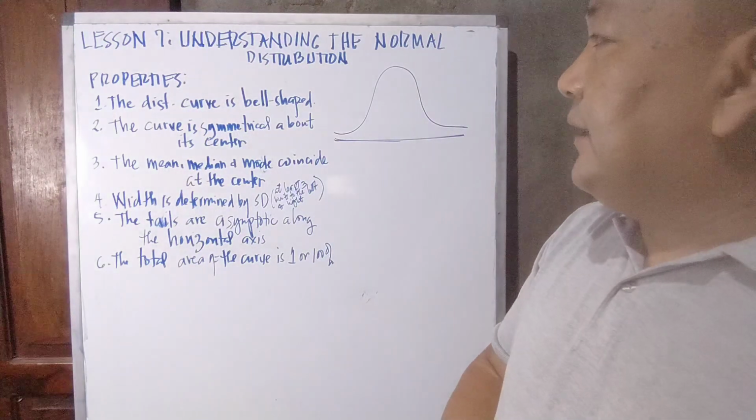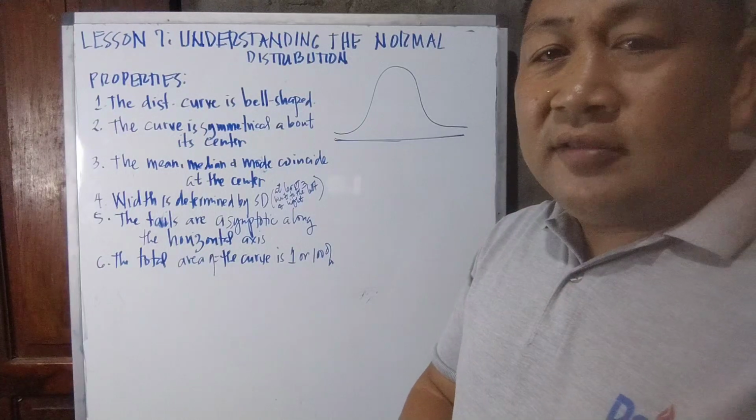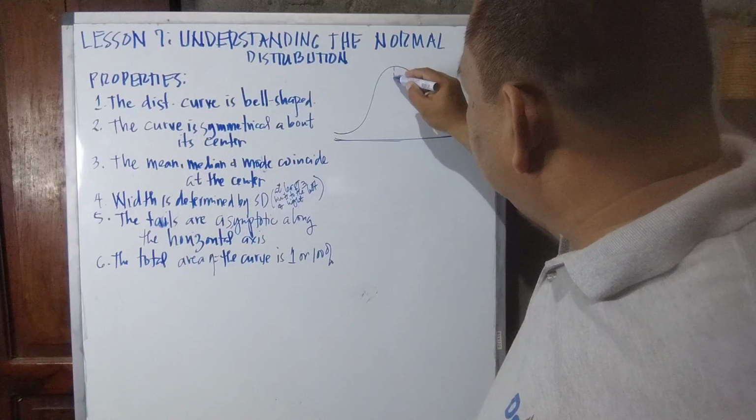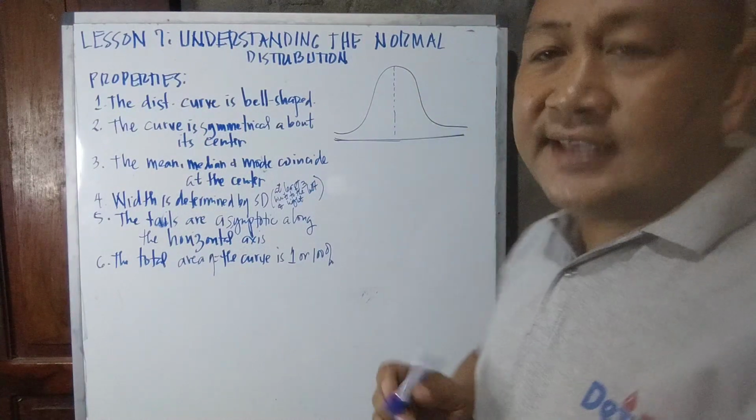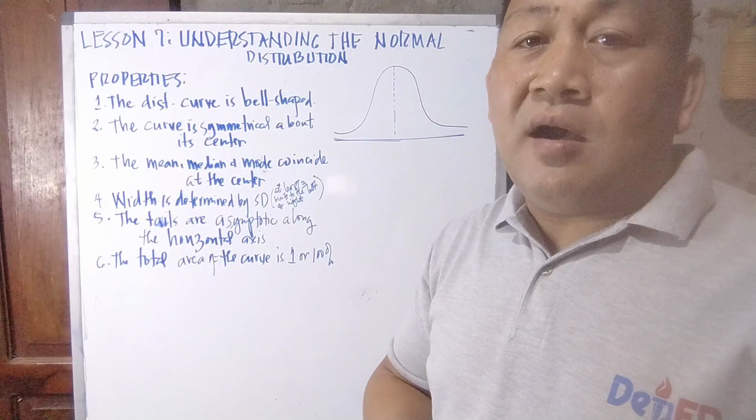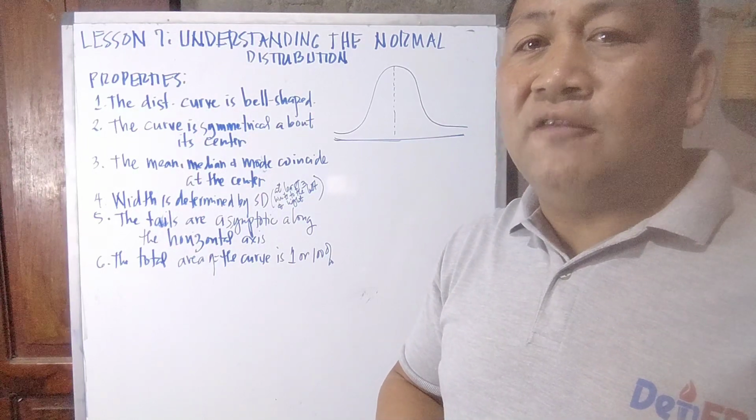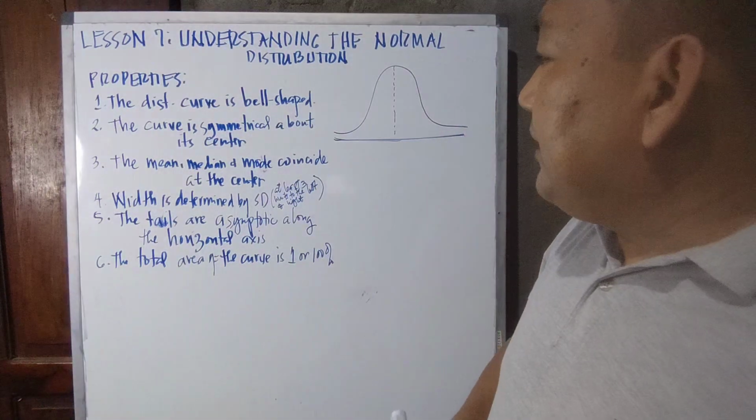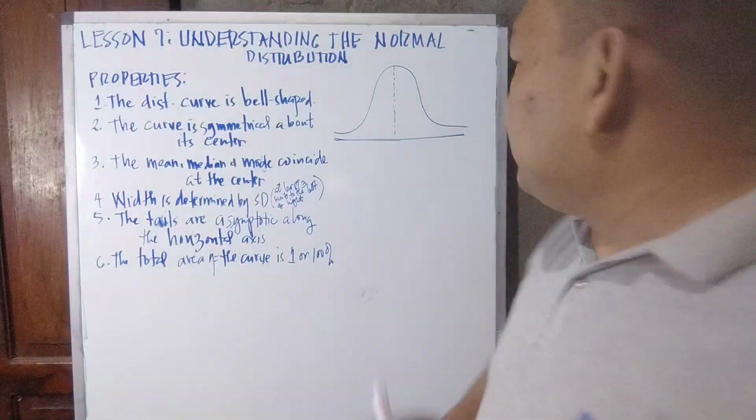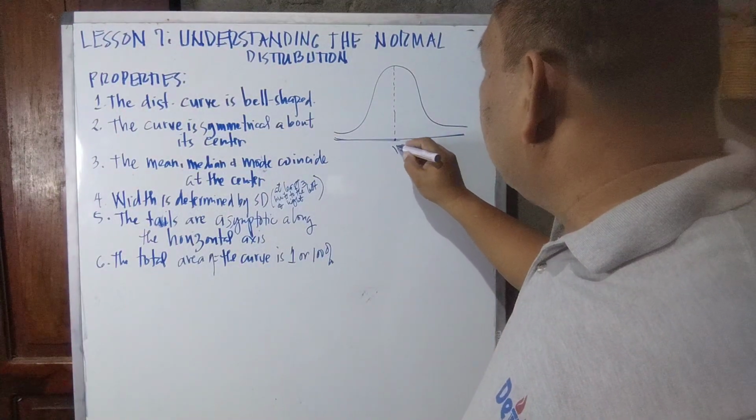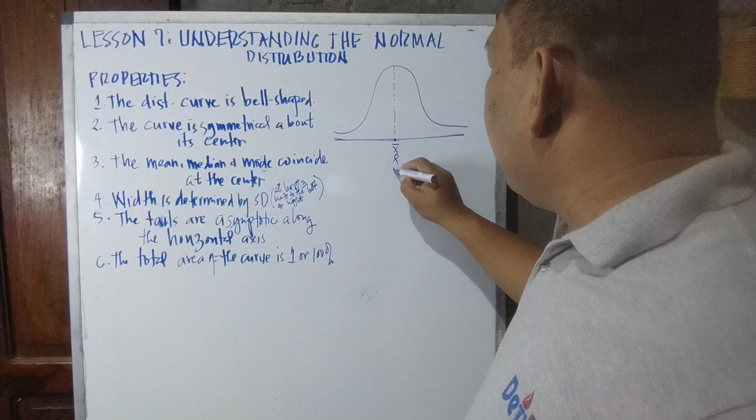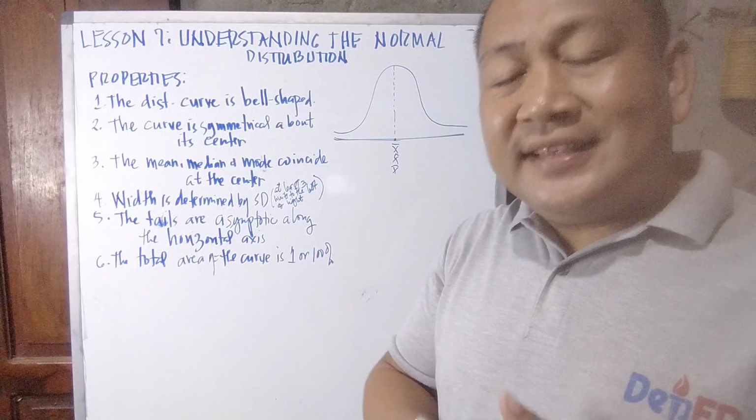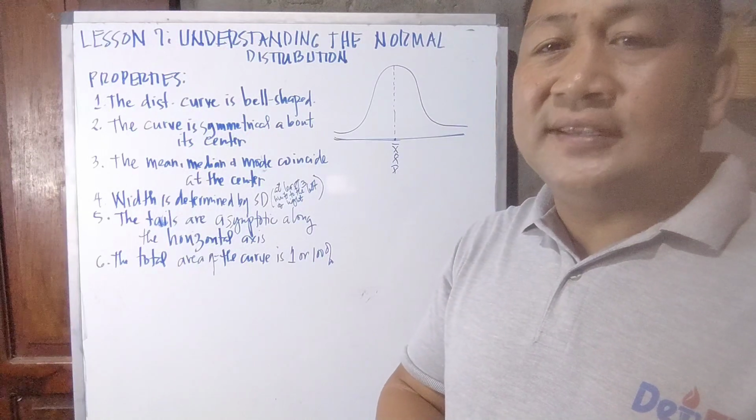The second property: the curve is symmetrical about the center. What does it mean? It is going to be balanced. The left and the right side of the bell shape are equal in terms of area, in terms of structure. The third one: the mean, median, and mode coincide at the center. So from the center, we can see the mean, the median, and the mode. The three measures of central tendency are found at the center of the normal distribution.